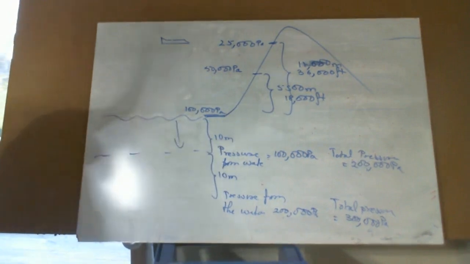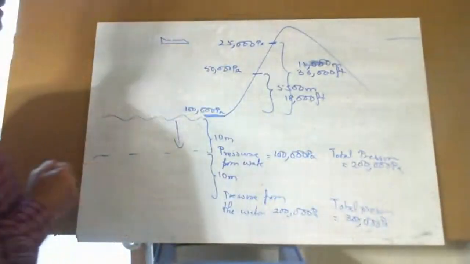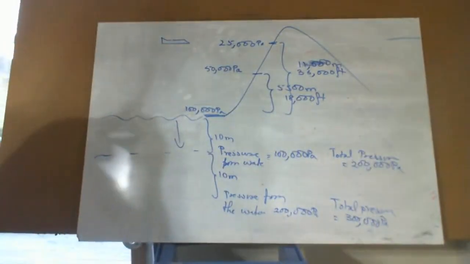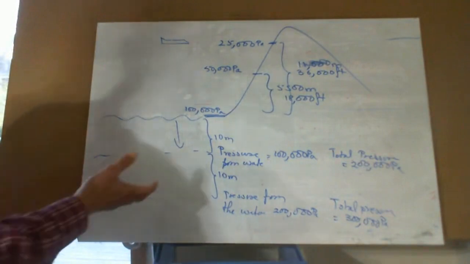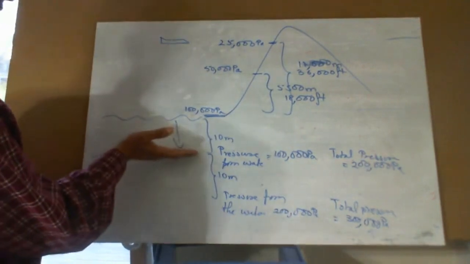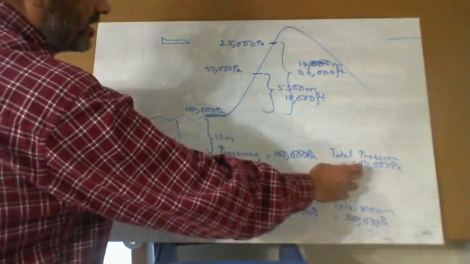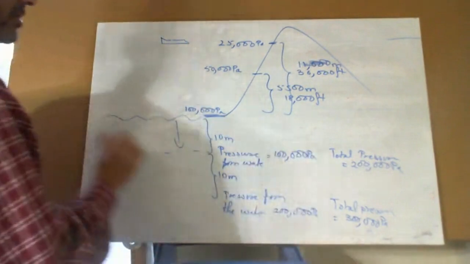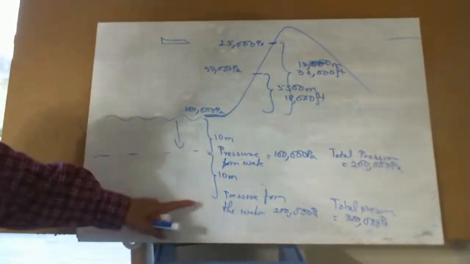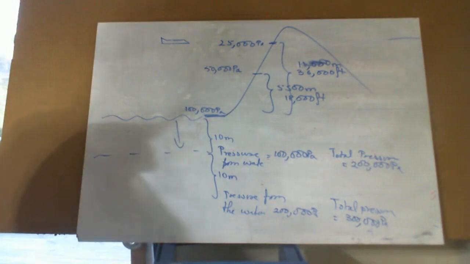Okay, gauge pressure is the difference between the total pressure and the pressure at that point. So if the total pressure is 200,000 pascals minus the 100,000 from the atmosphere, that would be 100,000 pascals. Okay, so gauge pressure.